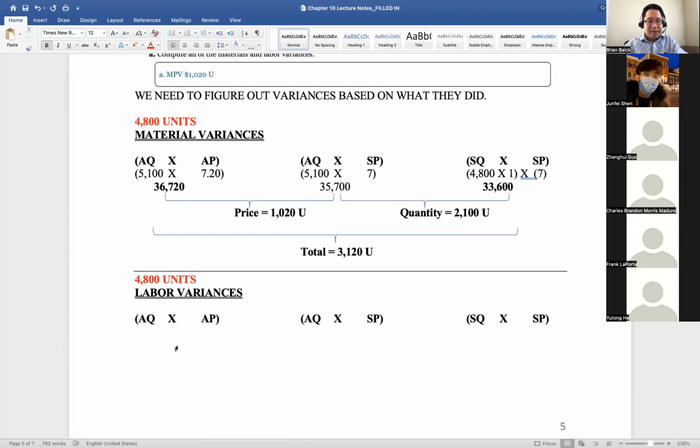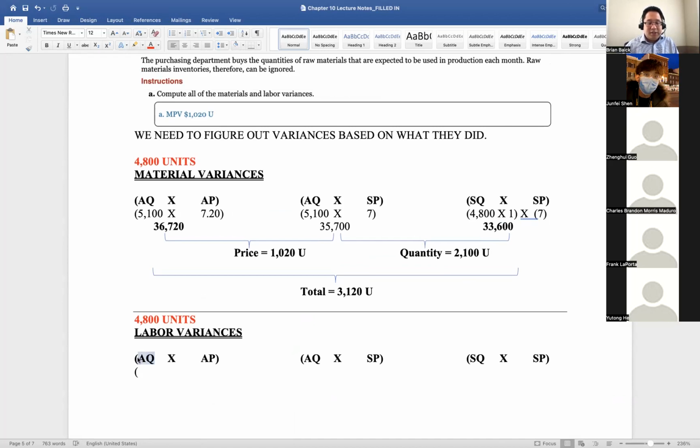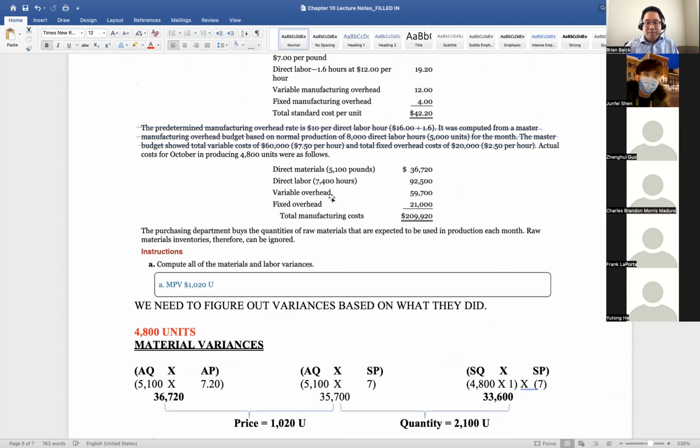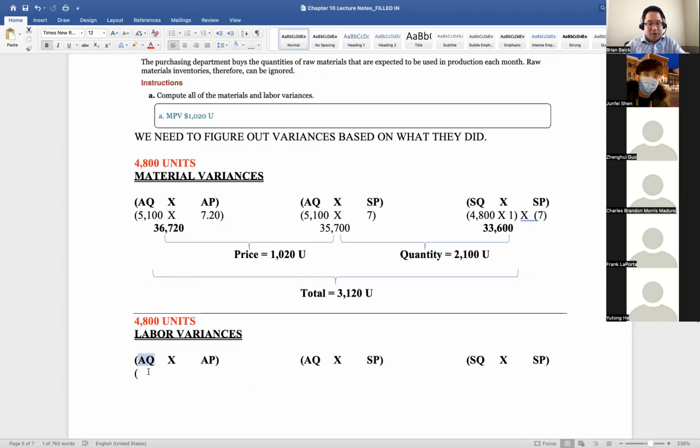Okay, so let's see if we can figure out the information that we need here. Okay, so actual quantity. Now we're doing labor. So I think that's going to be in hours, right? Hours of labor. How many hours did people work? Actually, what's the quantity of labor hours that were worked? Remember, the bottom is actual. Actually, people worked 7,400 hours. So 7,400 is the actual quantity.